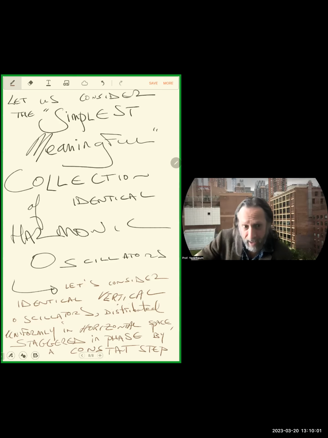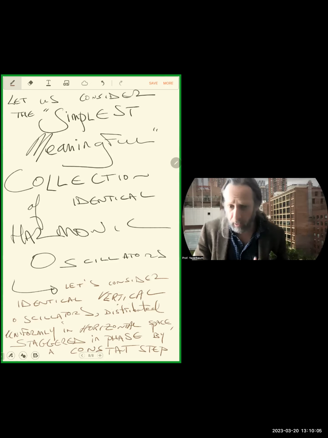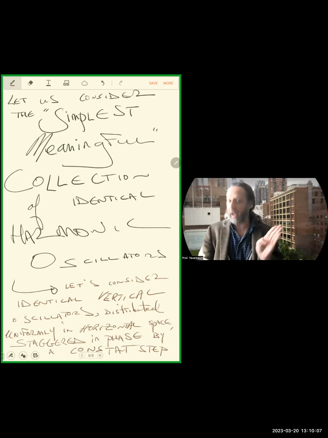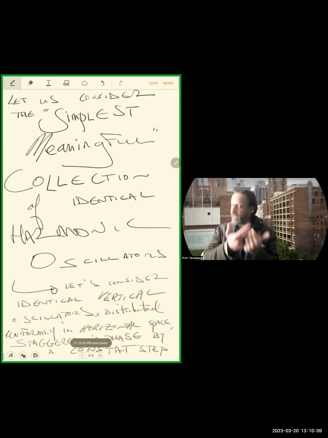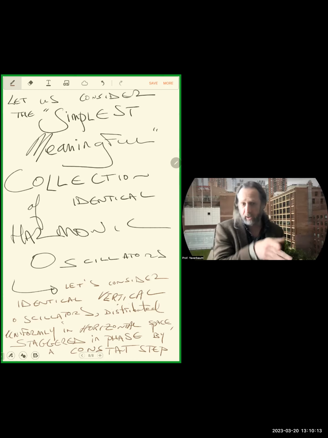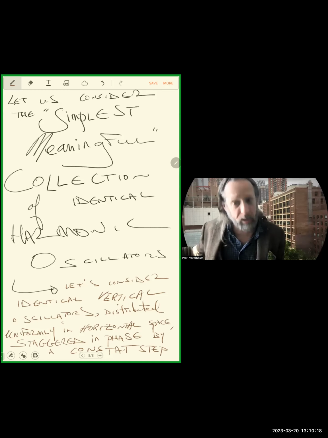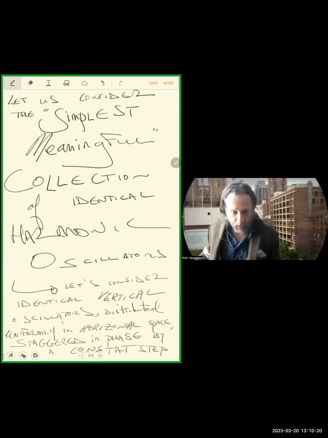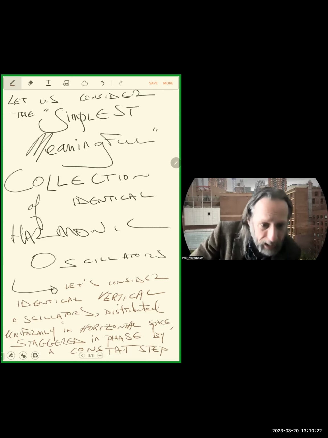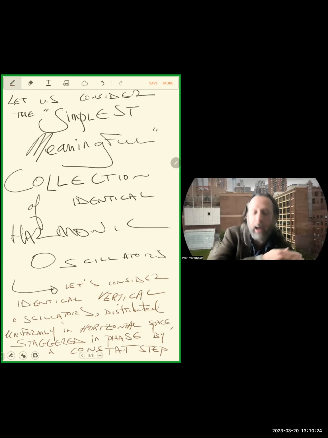And I'm going to do this mathematically, but what we're going to imagine is a bunch of identical vertical oscillators, like they all have the same K, they all have the same M, therefore they all have the same omega. We're going to imagine a bunch of identical vertical oscillators. We're going to distribute them uniformly along a horizontal axis, like that's what this says, right? Let's consider identical vertical oscillators distributed uniformly throughout horizontal space.